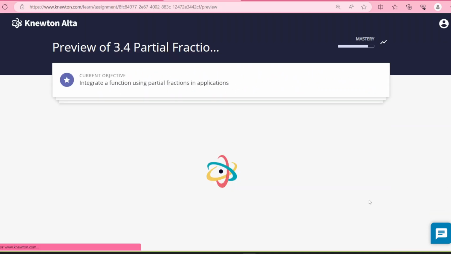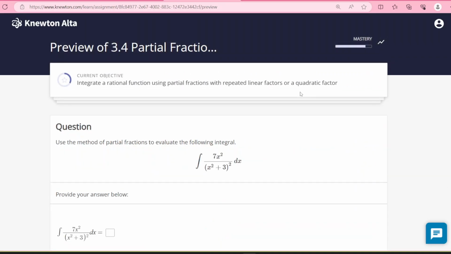Just the one more objective, I think, where we haven't seen too many with a quadratic that doesn't reduce, right? I think we've only seen the one where you had an irreducible quadratic. So here we actually have a quadratic that can't be factored any further, x squared plus 3 in the denominator, but it's repeated. So remember how the repeats work. It's the same as with the linears. You start off with that denominator to the first power and work your way up to the power you're seeing in the factorization of the denominator.